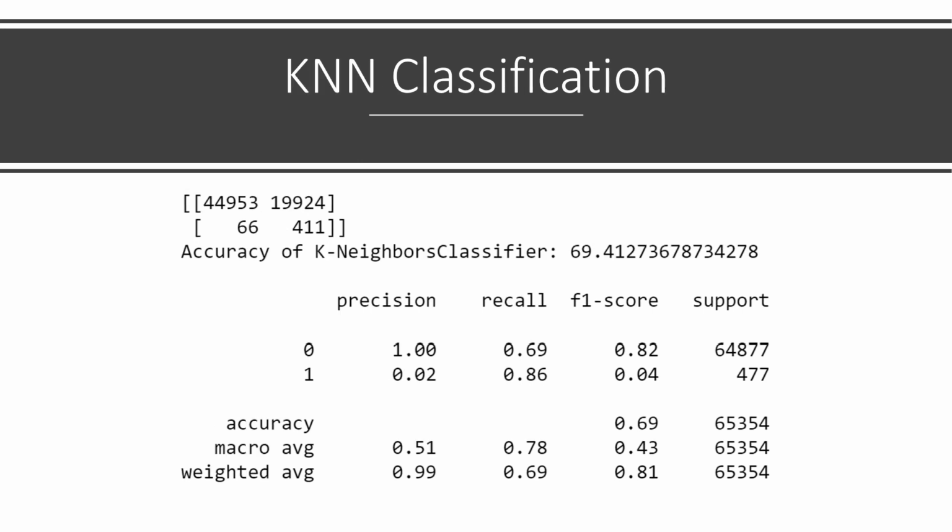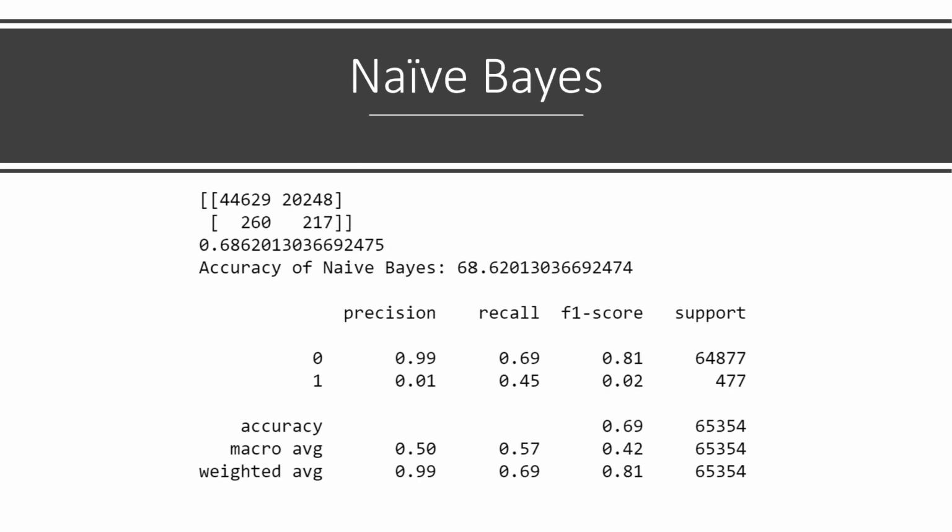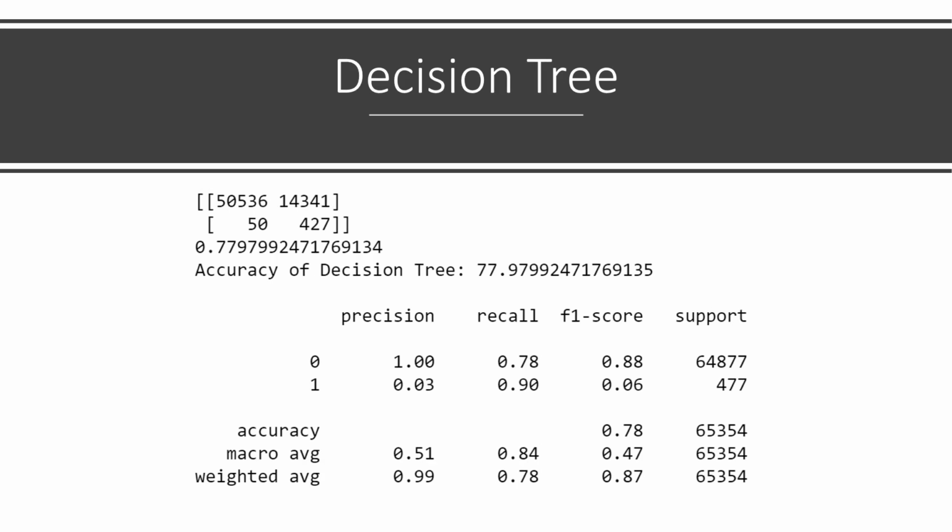And coming to the K-neighbors classification, I got 0.82, I'm sorry, 0.69 as my accuracy. And coming to Naive Bayes, I got 0.69 as well. And in decision tree, I got 77%.